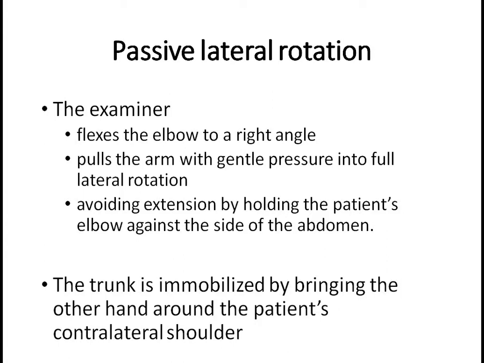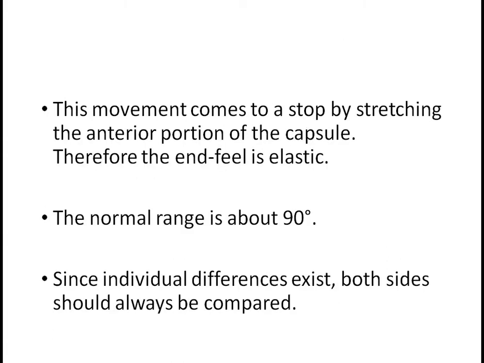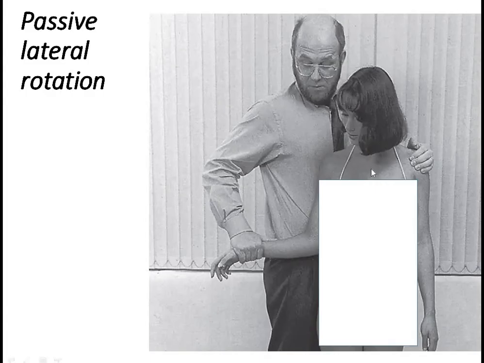We can say that the external rotation, meanwhile avoiding extension by holding the patient's elbow against the side of the abdomen. Similarly, the examiner will also immobilize the trunk of the patient by bringing the other hand around the patient's contralateral shoulder, like that. He is immobilizing the trunk by this hand. He is checking the passive lateral rotation of this shoulder, but his other hand is on the contralateral shoulder just to immobilize the trunk.